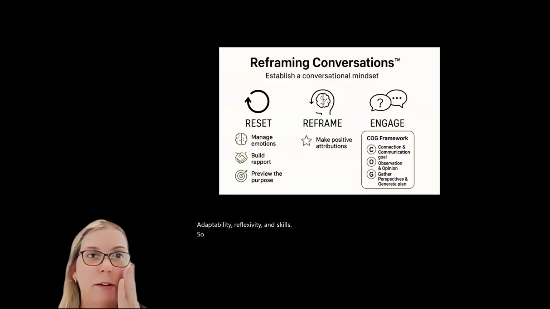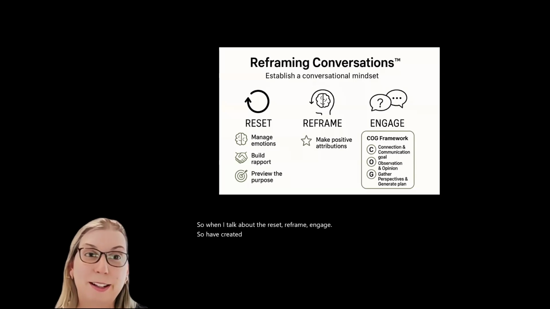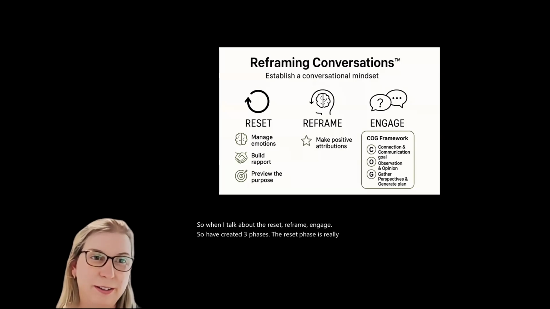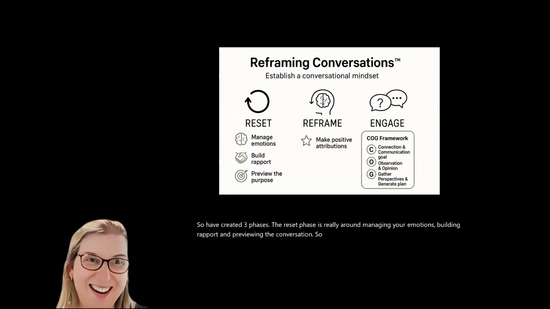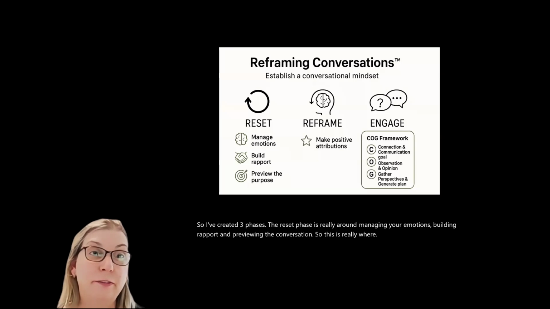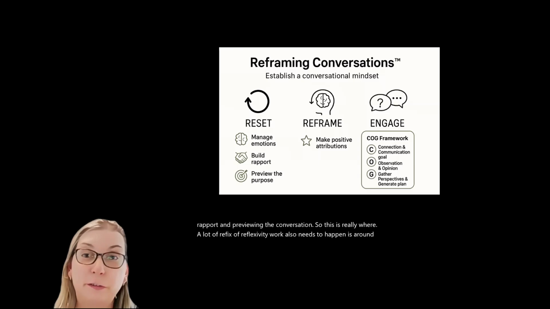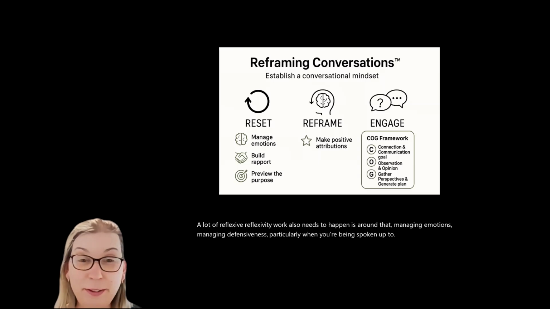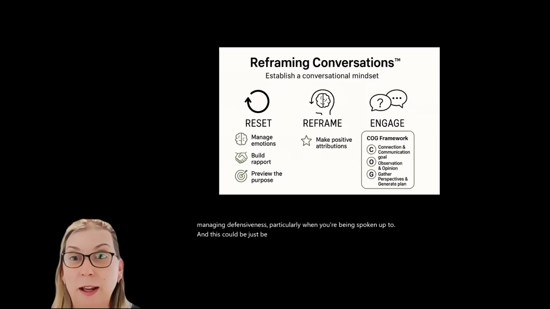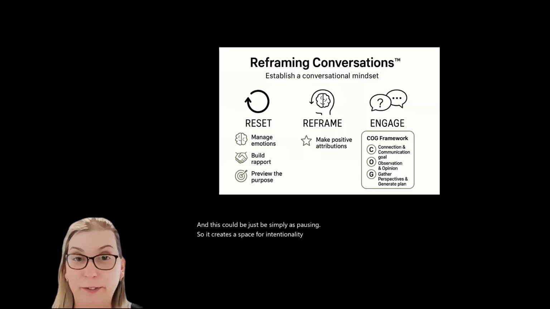When I talk about reset, reframe, engage, I've created 3 phases. The reset phase is really around managing your emotions, building rapport, and previewing the conversation. So this is really where a lot of reflexivity work also needs to happen, around managing emotions, managing defensiveness, particularly when you're being spoken up to. And this could simply be pausing. So it creates a space for intentionality about engaging proactively in a conversation.